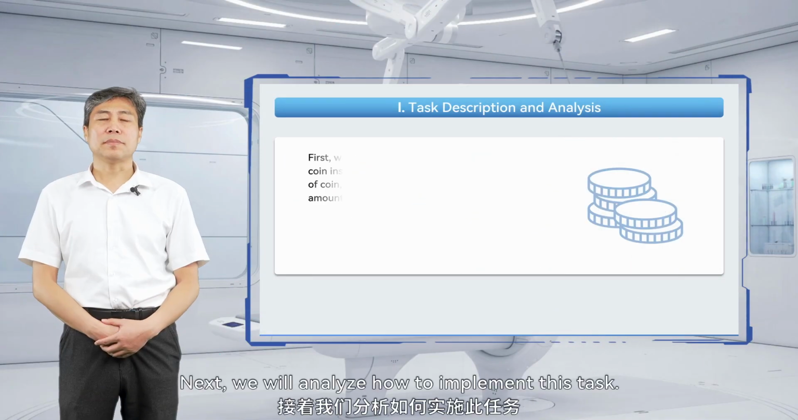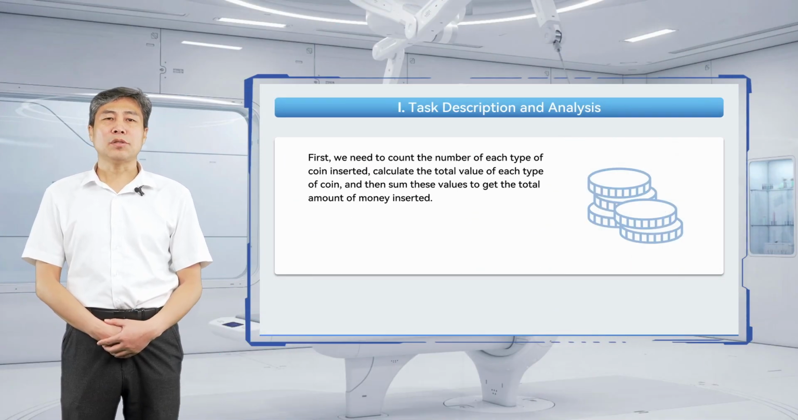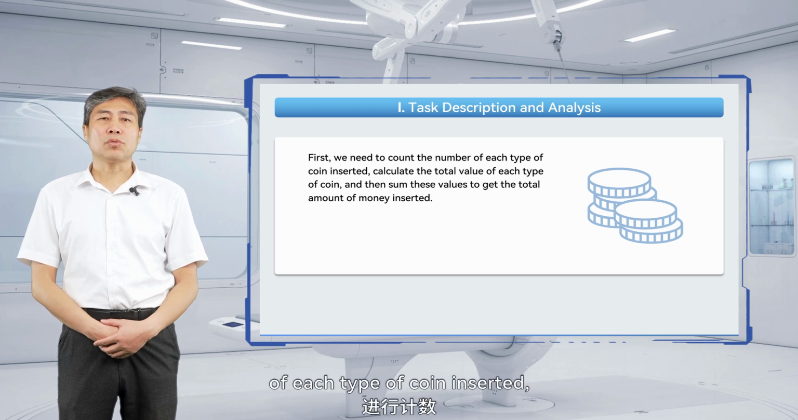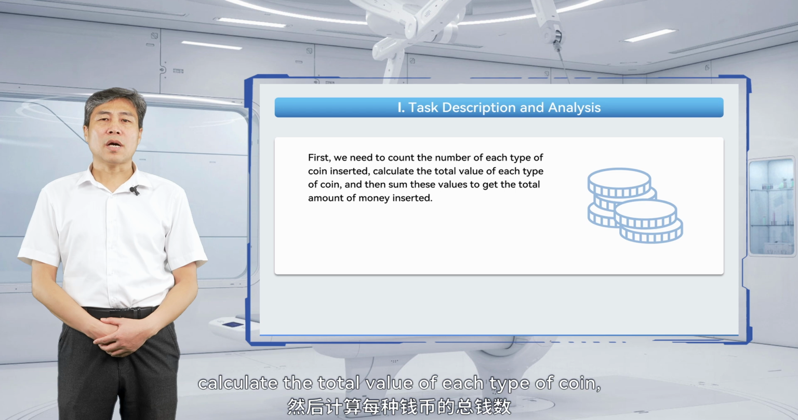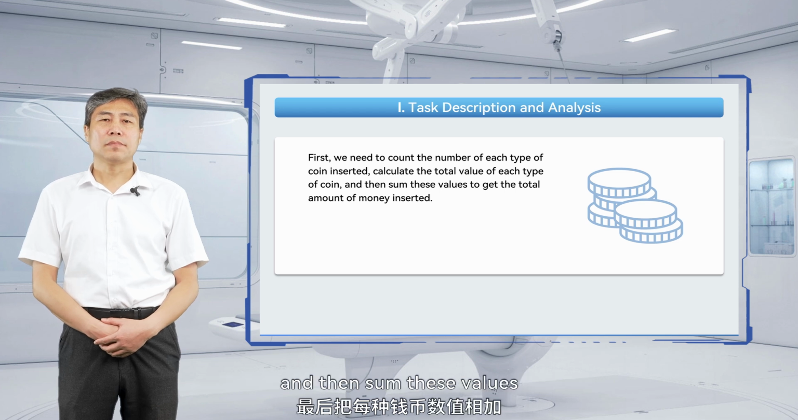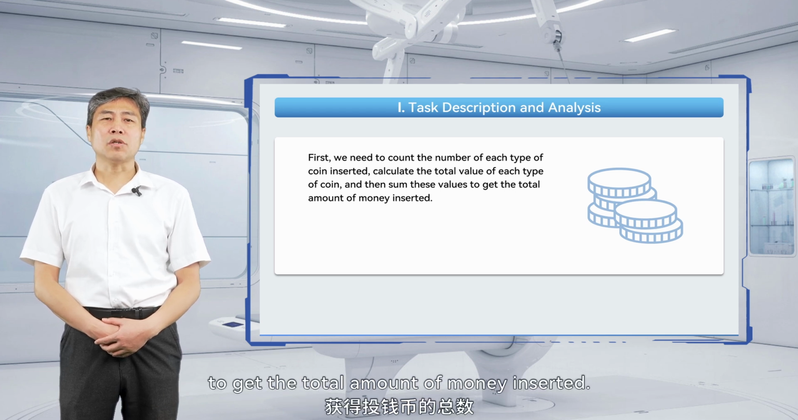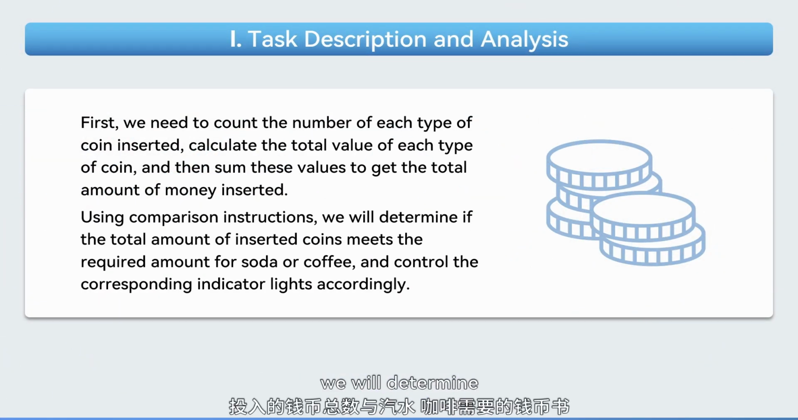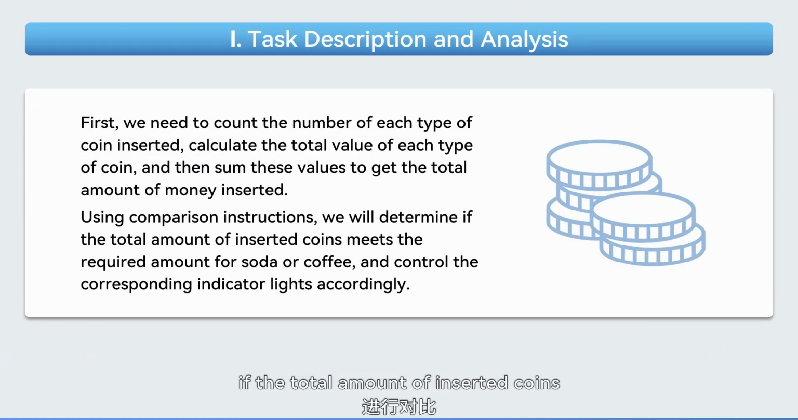Next, we will analyze how to implement this task. First, we need to count the number of each type of coin inserted, calculate the total value of each type of coin, and then sum these values to get the total amount of money inserted. Using comparison instructions, we will determine if the total amount of inserted coins meets the required amount for soda or coffee, and control the corresponding indicator lights accordingly.